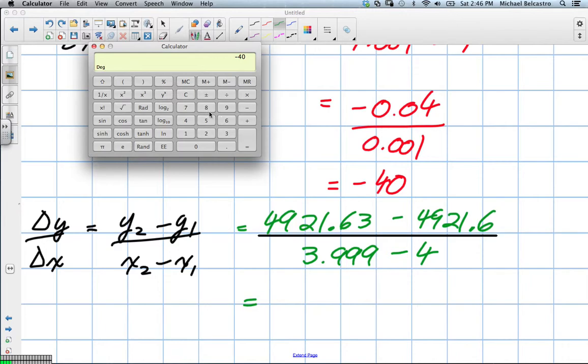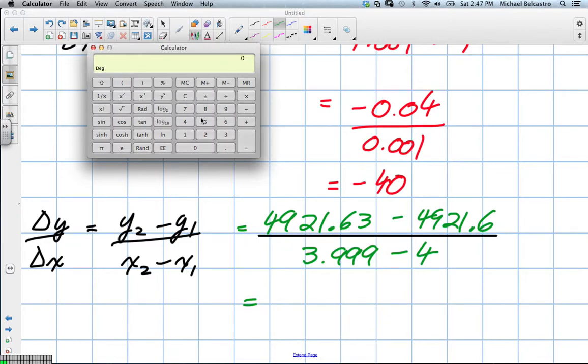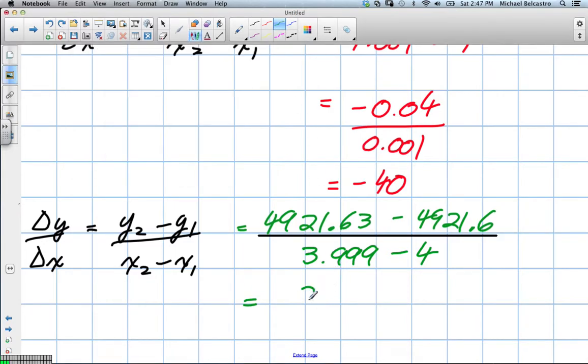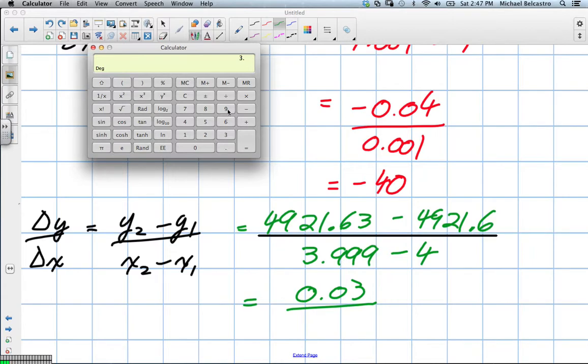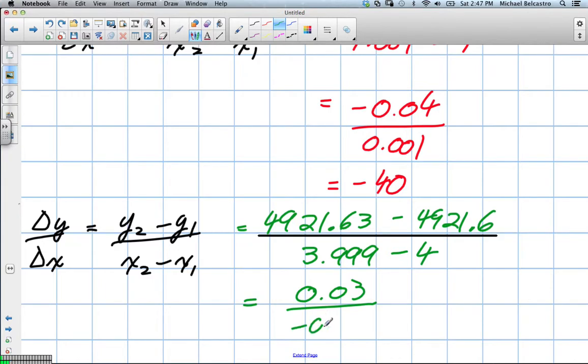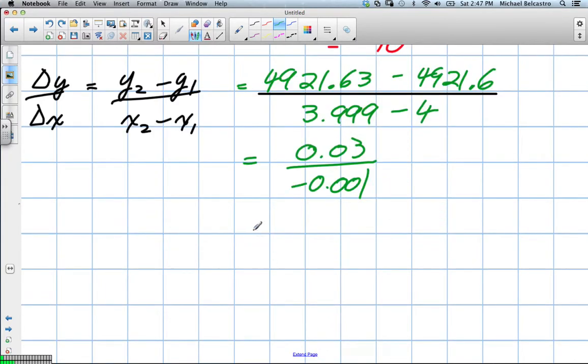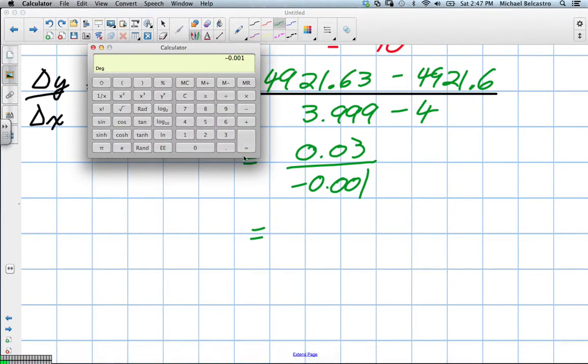So we put it in our calculator again. I think the difference there is just going to be 0.03. Oh, shoot. 4921.63 subtract 4921.6 is 0.03, and then we do 3.999 subtract 4, negative 0.001. So we divide those two terms, 0.03 divided by 0.001, negative 30, okay?